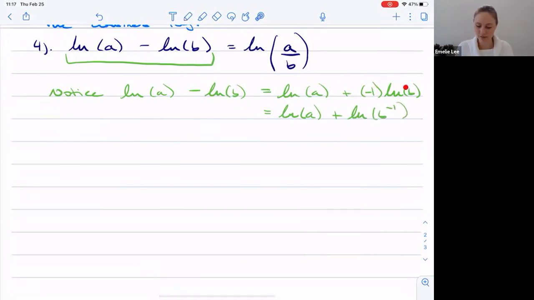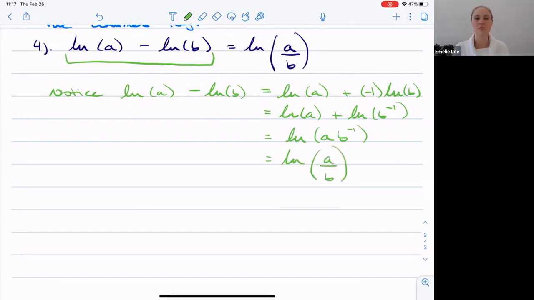Right, by log rule 1 or 2, they're the same, I can bring this -1 upstairs. And so really now I have a and 1 over b here, but they're being added. So this becomes the natural log of a times b to the negative 1, which is the same as the log of a over b, right, by those exponent laws. So they all go hand in hand and they're all related.